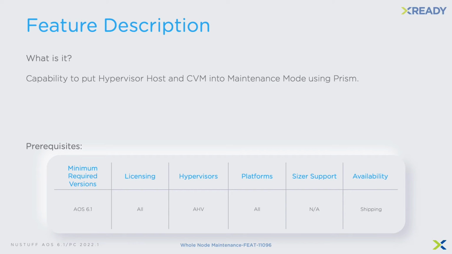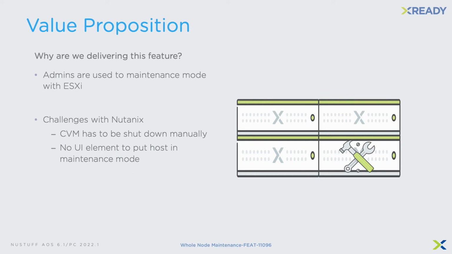But as of now, customers have to go to the CLI to do these operations. So now this feat provides the capability to put a node into maintenance mode from Prism itself in AHV. So why are we delivering this feature? Admins, as I said, have been used to using maintenance mode with ESXi, where in vCenter you can take a host out in maintenance mode on 3-tier architectures.